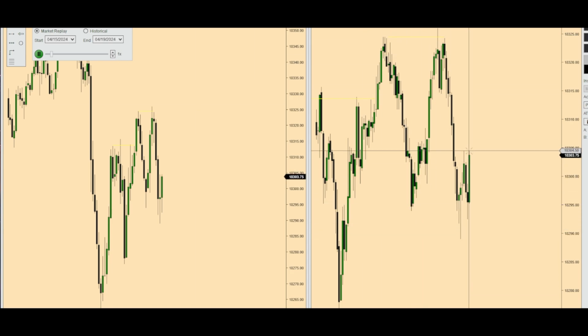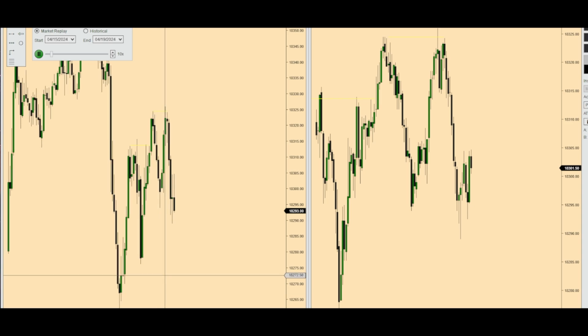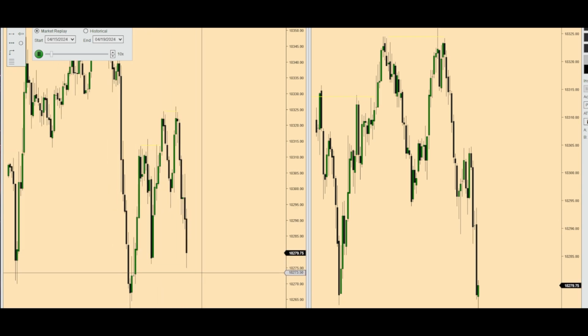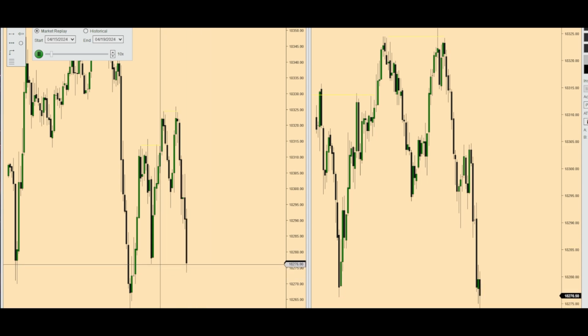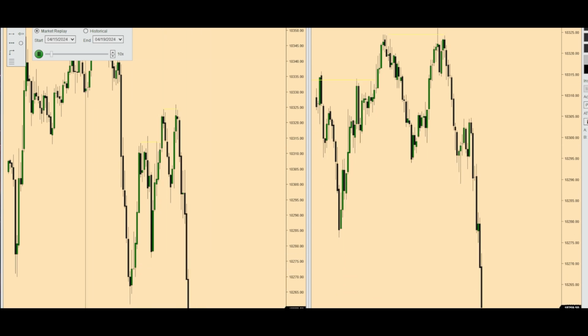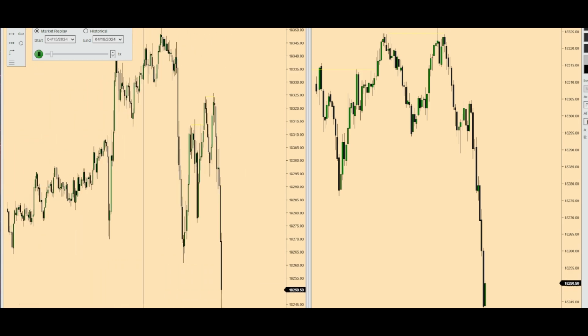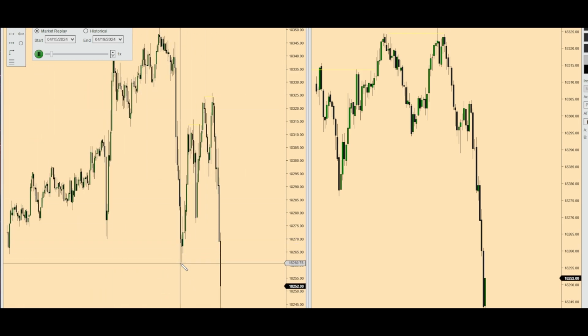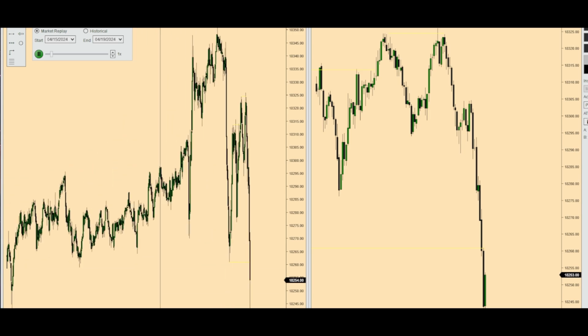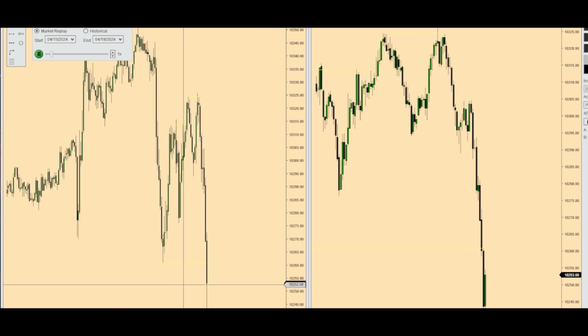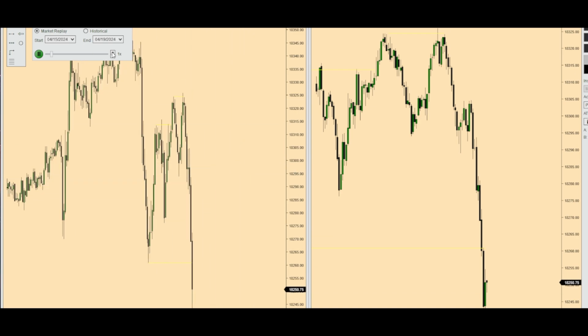So we broke the range, tapped back in. But I'm going to try to stay on the long side unless we break this low down here. Candle closures. Okay, so I'm gonna switch bearish. And so I'll anticipate a trade back up into here, and then I'll look for a short.